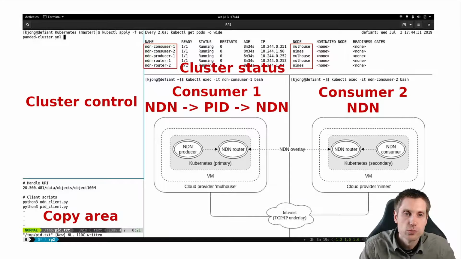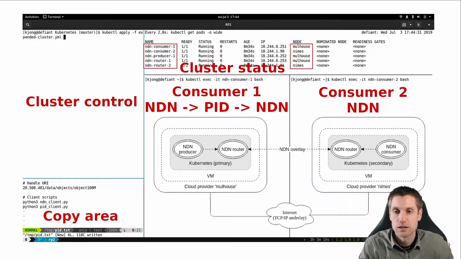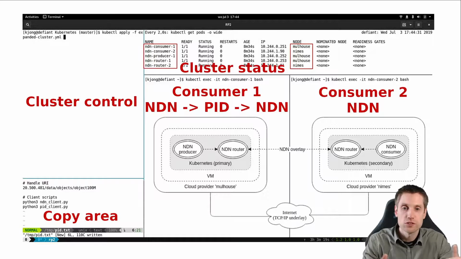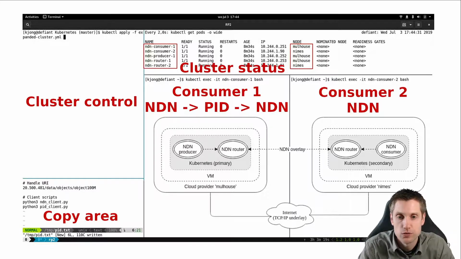And then on consumer 2 we will start another query, a separate one, for the same PID object, and then we'll directly get it from the NDN network, because these connections have been set in the NDN network, as you can see in the drawing below. So the consumer in Neems is able to route to the NDN producer in Maloose.